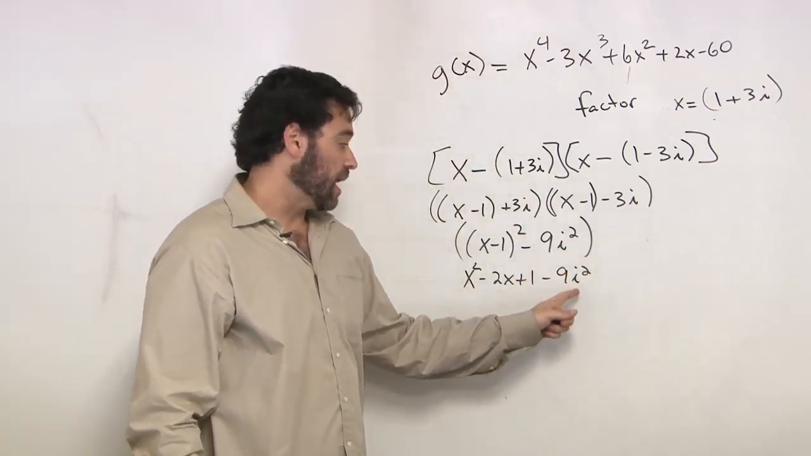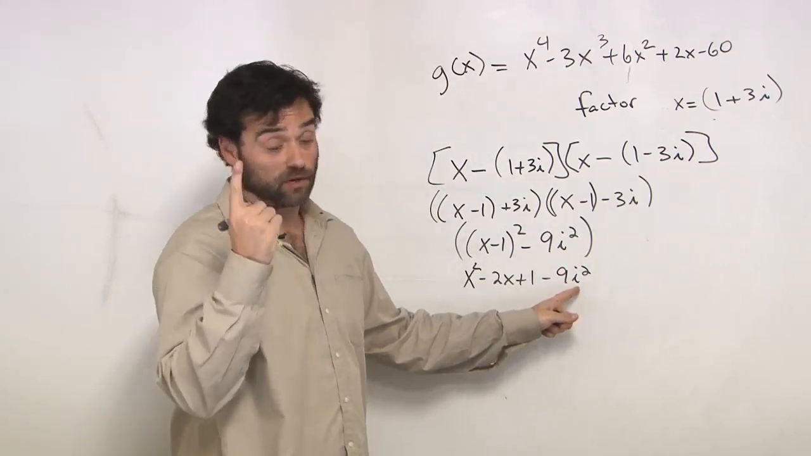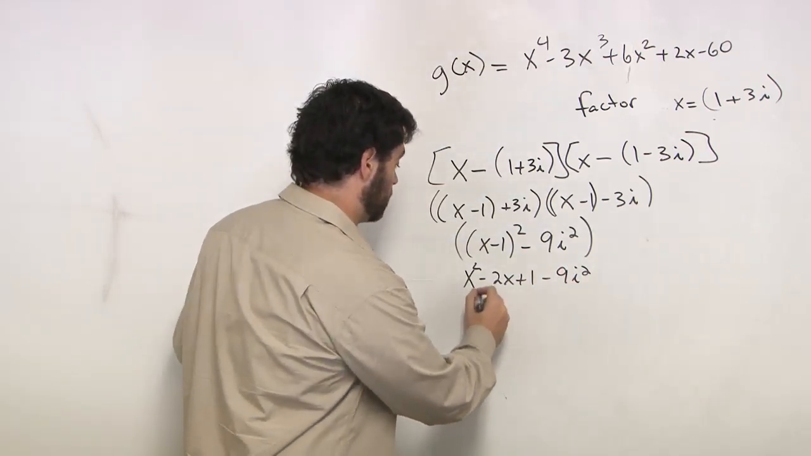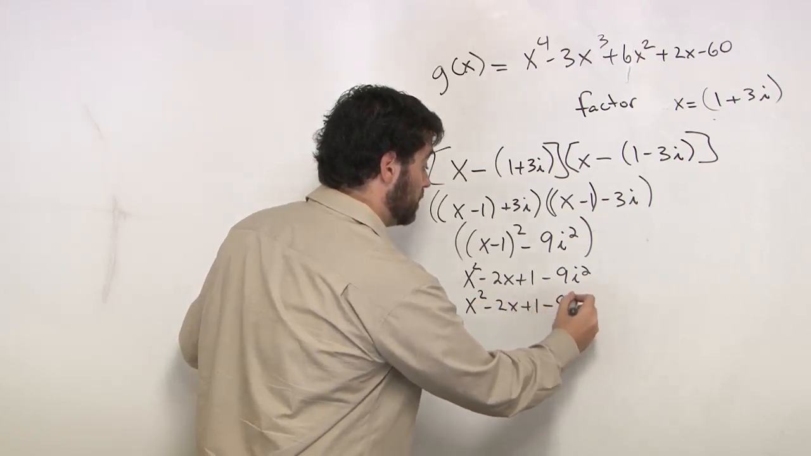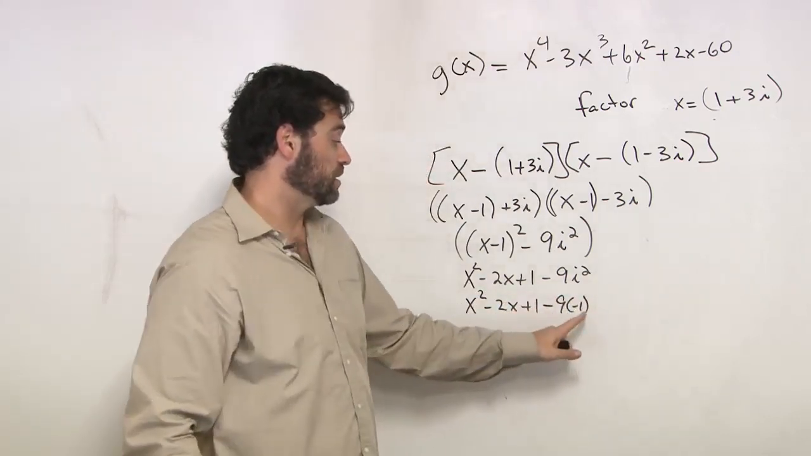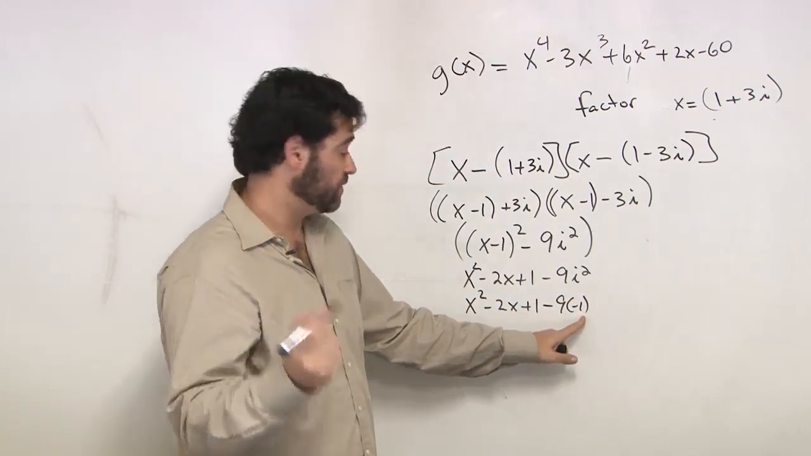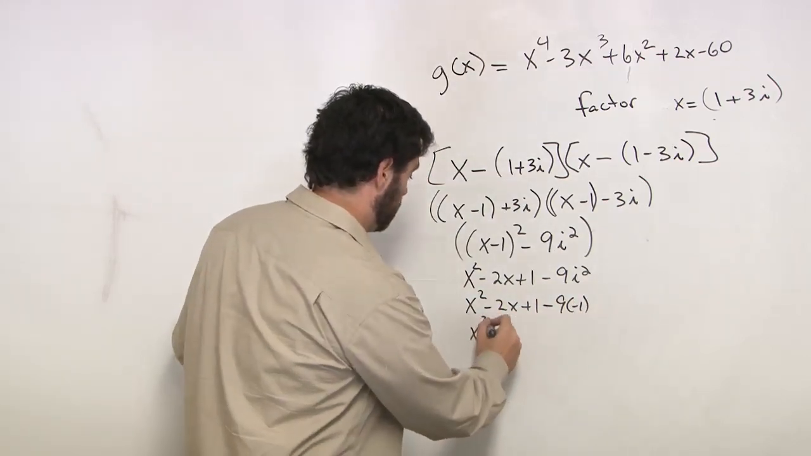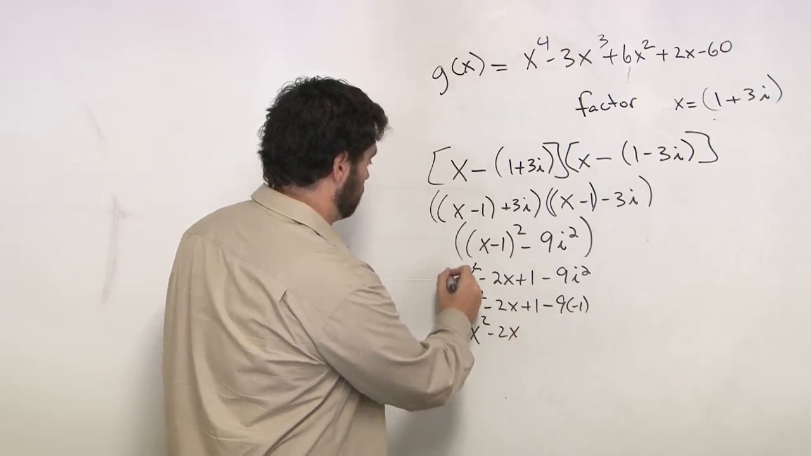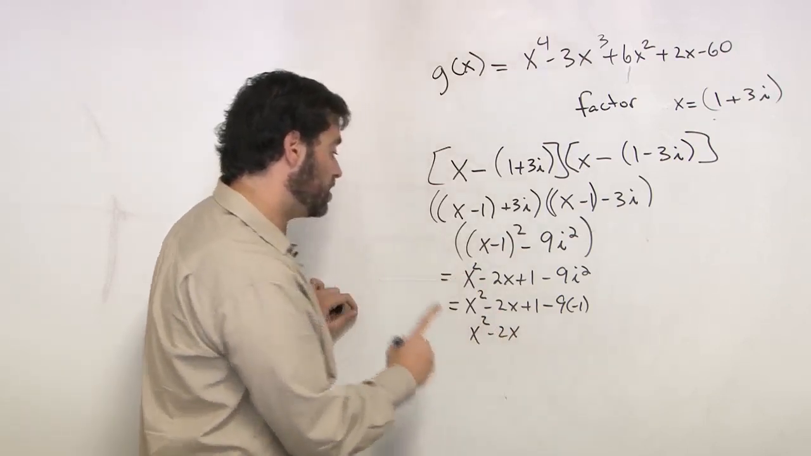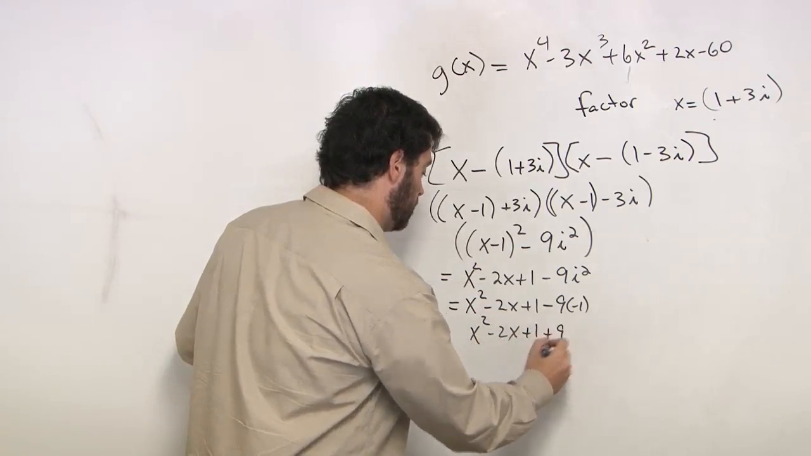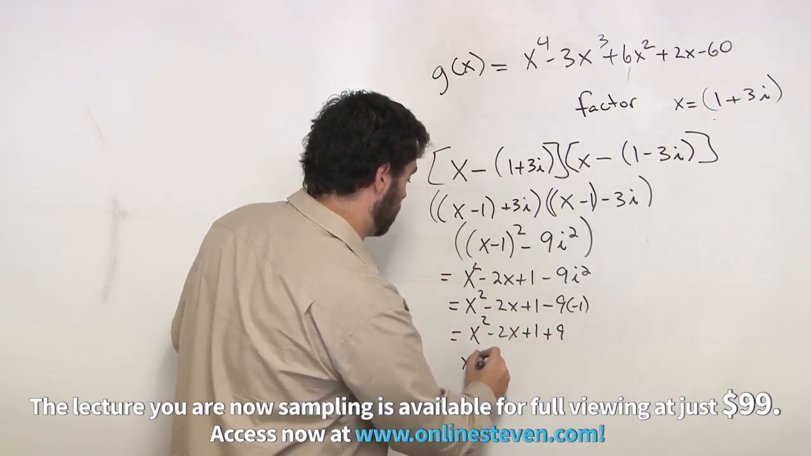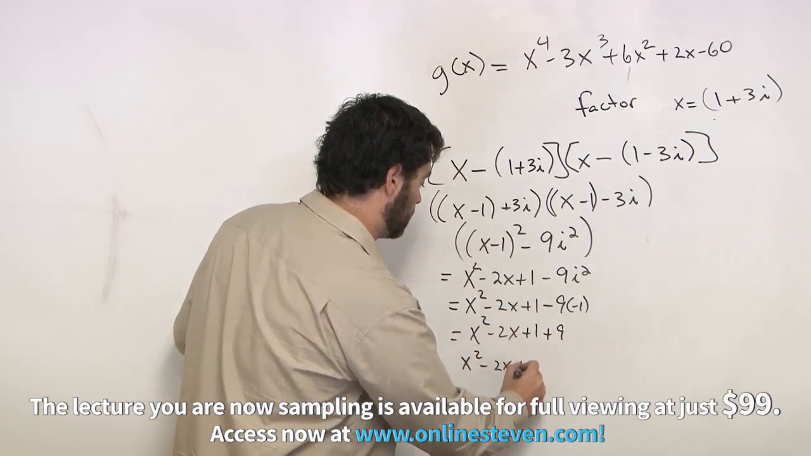Again, I remember that i squared is negative 1. So I write this, I get x squared minus 2x plus 1 minus 9 times negative 1. Negative 9 times negative 1 is positive 9. So x squared minus 2x plus 1 plus 9 finally gives me x squared minus 2x plus 10.